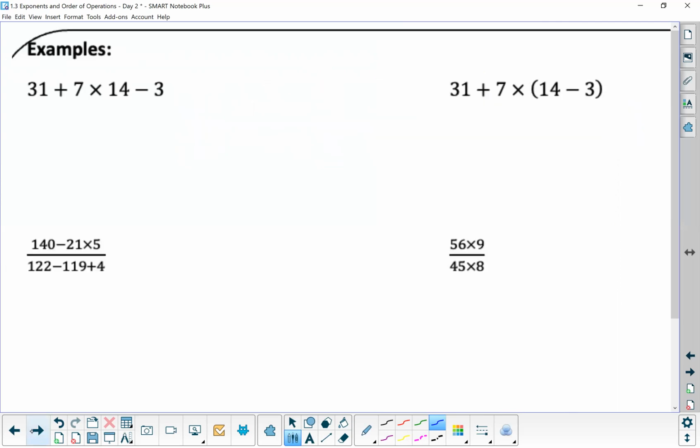So at this point, go ahead and pause the video and take a look at the examples shown here. And once you calculate them and find your answer, go ahead and start the video back up and check your work.